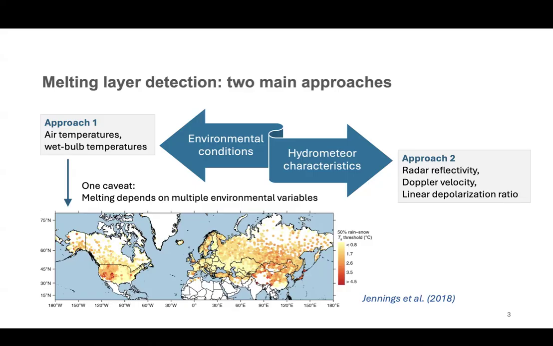And approach number two, on the other hand, provides a more detailed look at the hydrometeor characteristics. For example, if we are talking about radar observations here, then the radar reflectivity, Doppler velocity, and other radar variables such as the linear depolarization ratio would help us to better understand the size, volume, and optical depth or motion of the hydrometeor in the precipitation system.